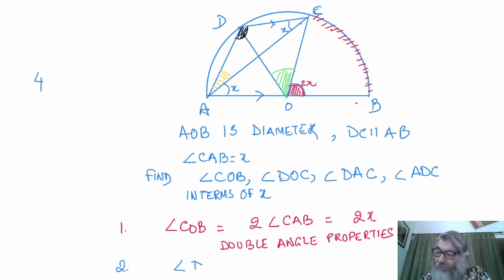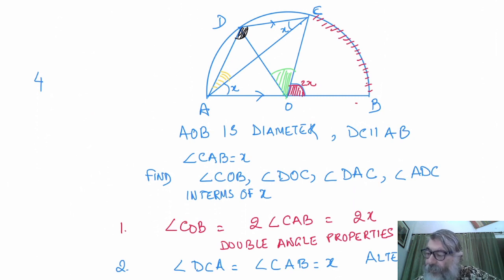Angle DCA will be equal to angle CAB, which is x, alternate angles. DC and AB are two parallel lines and CA cuts them, so alternate angles. Also this angle will also be x.